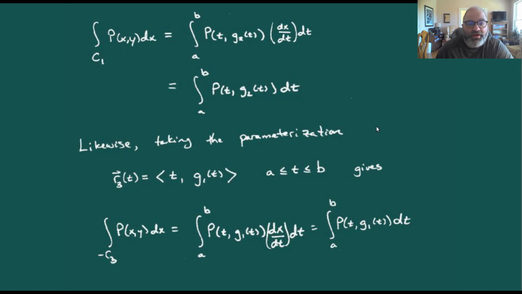Now, if we do the same thing for the curve on top, with t and g1(t) for the y value, then the line integral over the opposite of our orientation for C3 becomes the same thing: the integral from a to b of P evaluated at the x function and the y function of our parameterization, and dx/dt again becomes 1, and so we just end up with this. So our curve C3, with the opposite orientation, gives us our second integral.